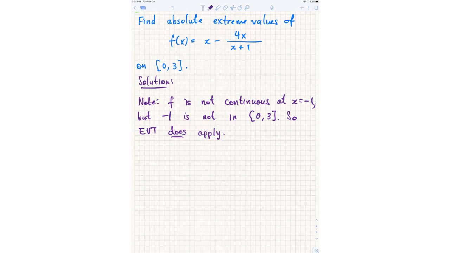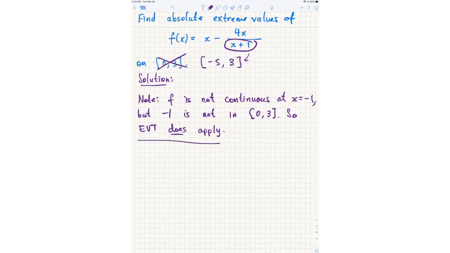For instance, if the interval were not [0, 3], if the interval were, say, [-5, 3], then you can say this function is not continuous at -1, and -1 is in that interval. Therefore, I can't apply this algorithm. So either the question's a trick, or I really can't do this problem. Remember, if the EVT does not apply, the min and max may not even exist in the first place. The EVT guarantees the mins and maxes exist. It kind of tells you, oh, the problem makes sense.